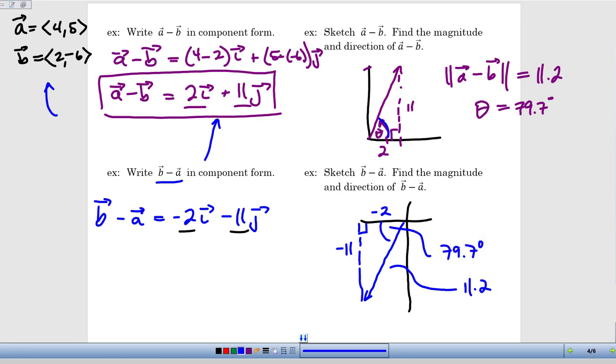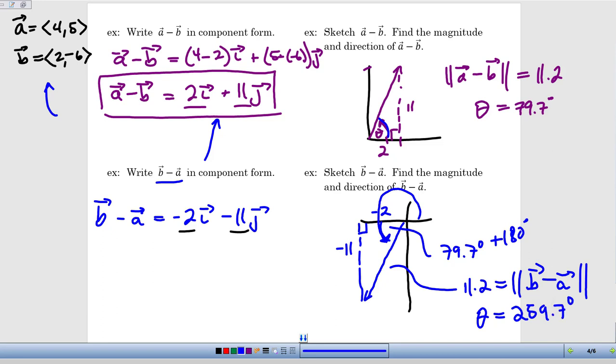So that angle there is 79.7, but remember, that's not the direction of this vector. We need the angle that goes from the positive x-axis rotating all the way around. So we've got to add 180 to that. So here's our magnitude of b minus a. And then if we add 180 to that, we're going to get our angle theta for this vector. The direction of this vector is 259.7 degrees.